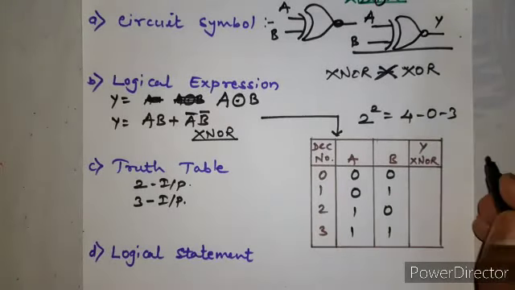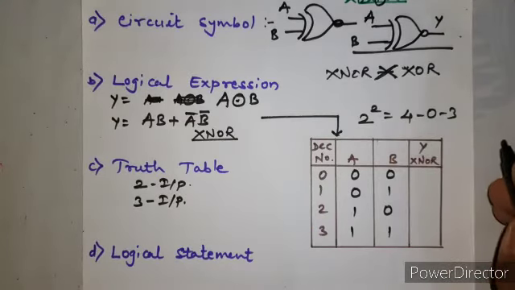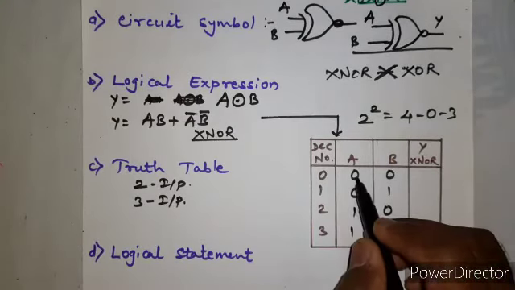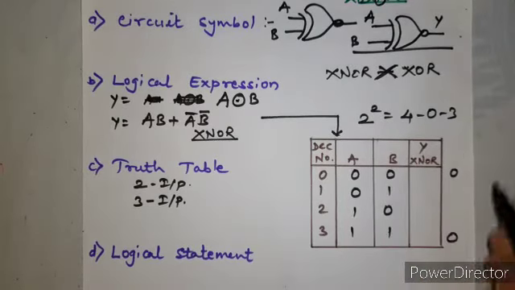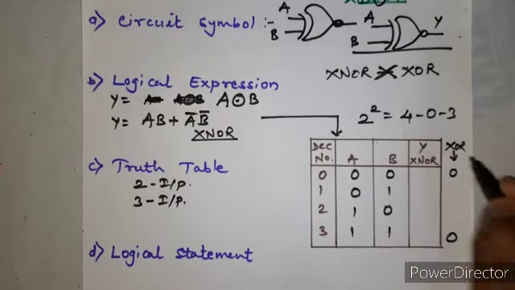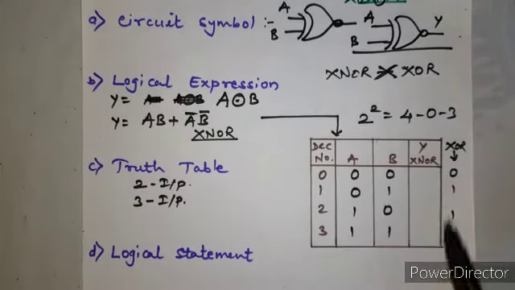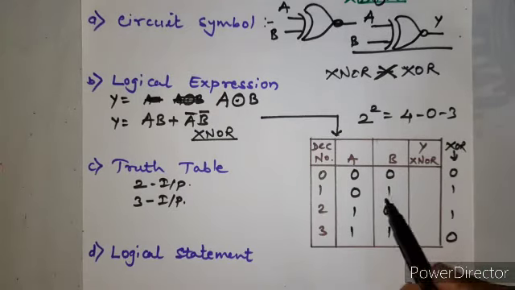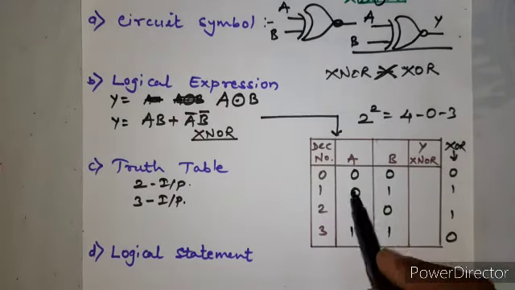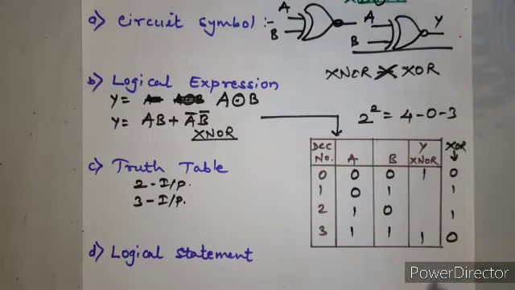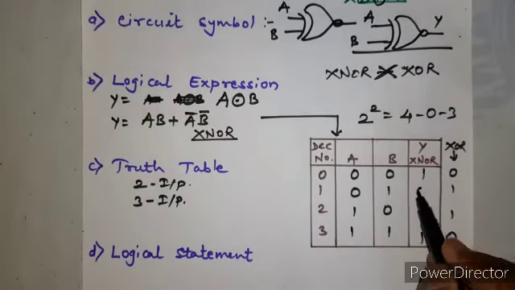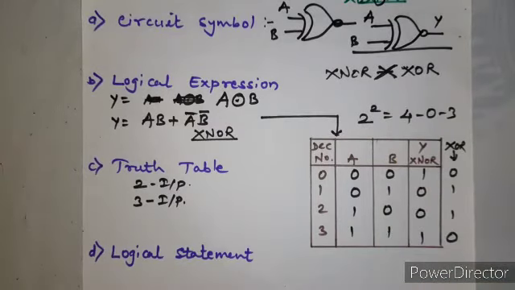If we simply recall for the XOR gate, when the inputs are the same, the output is 0, and when the inputs are different, the output is 1. Now this XNOR gate acts exactly opposite to the XOR gate, right? So when the inputs are the same, the output is 1. When the inputs are different, the output is 0. So this is the truth table for the 2 input XNOR gate.